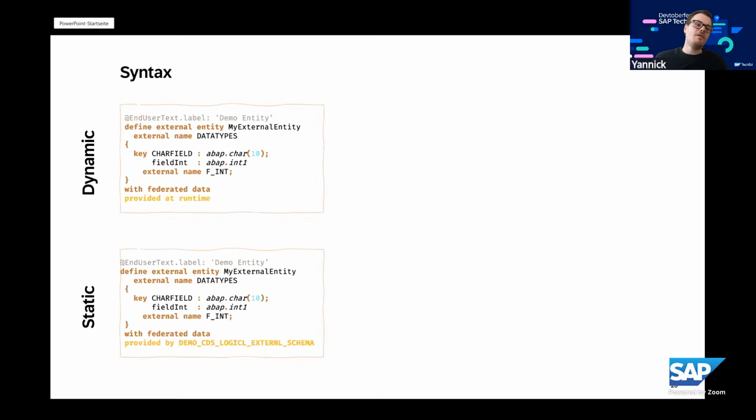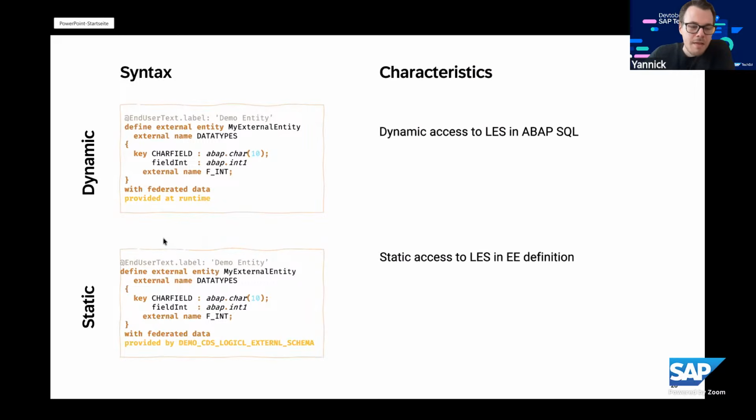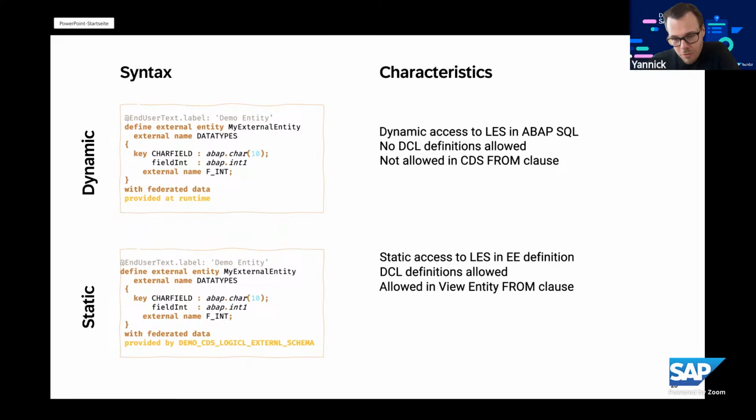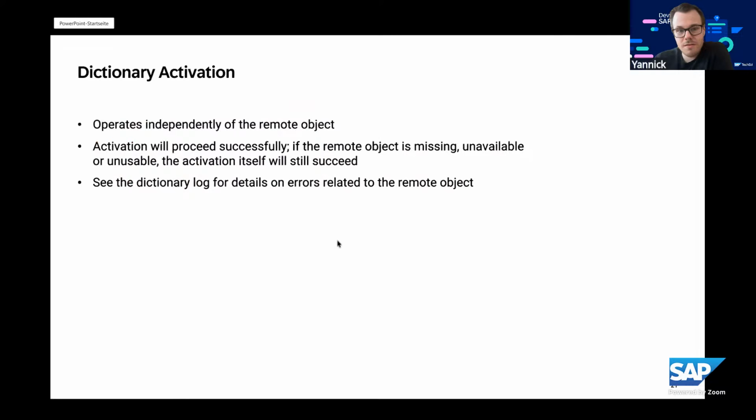So what is the difference? The main difference is that a static external entity is not provided at runtime, but provided by a logical external schema directly. So it's already in the data definition. And this also allows us to define DCLs, which we cannot do in the dynamic one. And of course, what I just said, it's important that we can use it in a from clause right now. And so far, we do not support Writable for the static external entities.